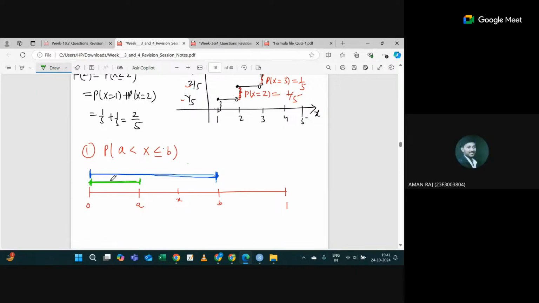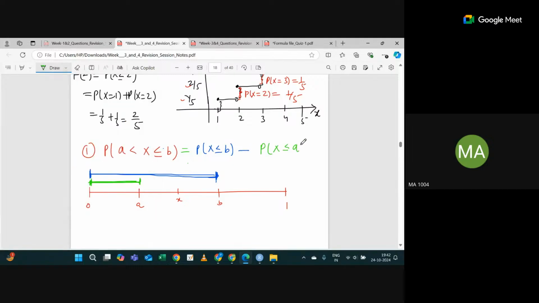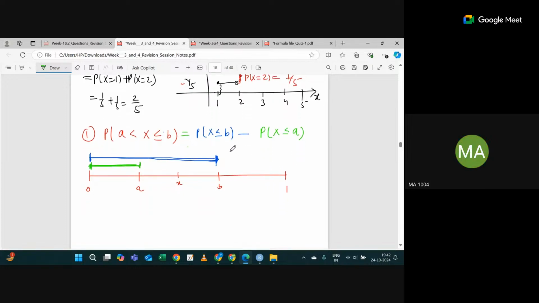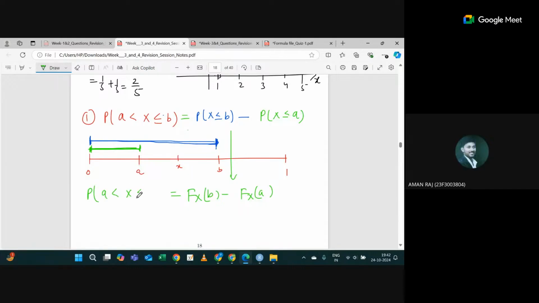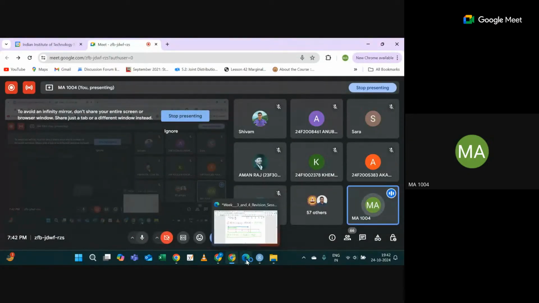Would you agree with me? Right. So what is the blue part? Probability X is less than or equal to B, minus the green part, X is less than or equal to A. Can I write these two as F_X(B) minus F_X(A)? So this formula is very important, because if you know the CDF of your random variable, then you can directly calculate it like this. This is also very helpful in the case of a continuous random variable. We will see why.